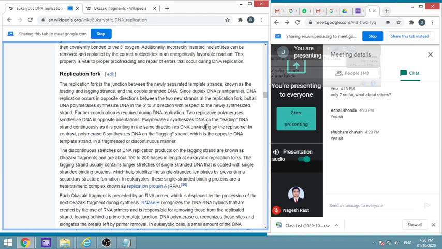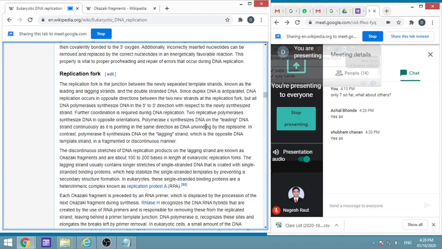So this replication fork is continuously moving, and I told you that various polymerase enzymes are synthesizing DNA in opposite orientation. Polymerase epsilon synthesizes DNA on the leading strand continuously, so we call it semi-continuous. While on the other strand, polymerase delta works in a fragmented way, on the lagging strand, making it opposite to the template strand.